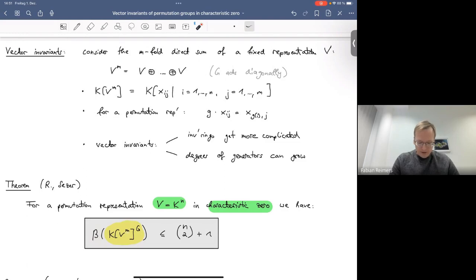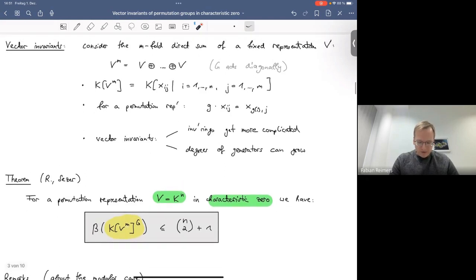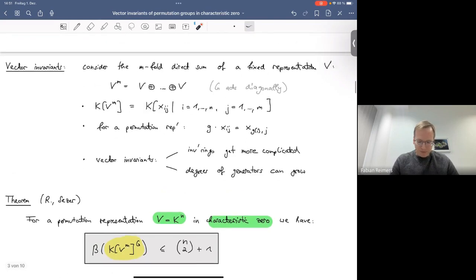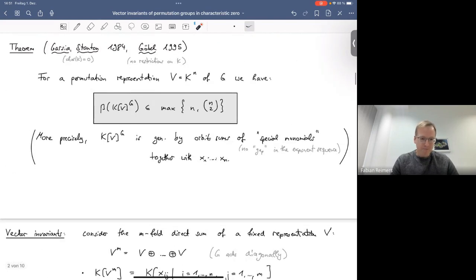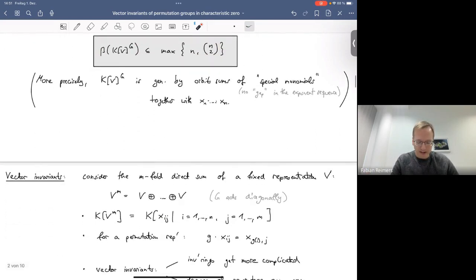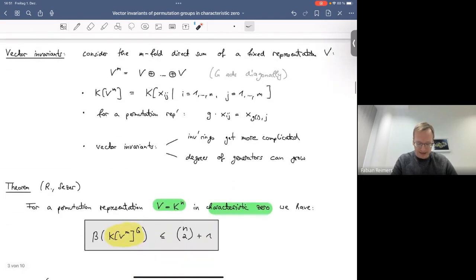So maybe at first a few comments. First, let me jump back one more time to Goebbels' theorem, for a few people in the audience who might not have seen this before. We have this Goebbels theorem where we looked at permutation representations and we had this bound n choose 2. And now what we did is we looked at vector invariants, copies of this representation.